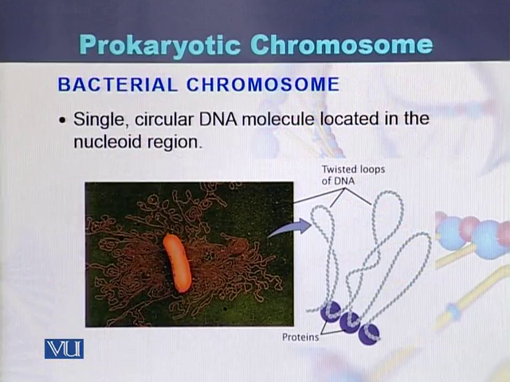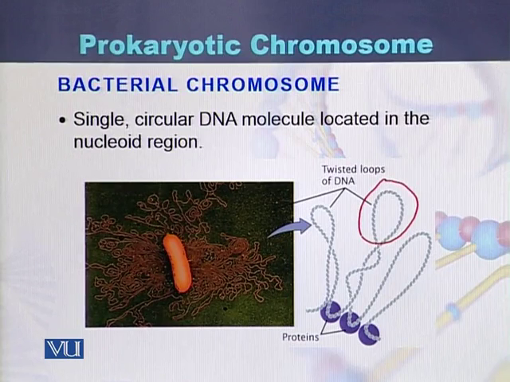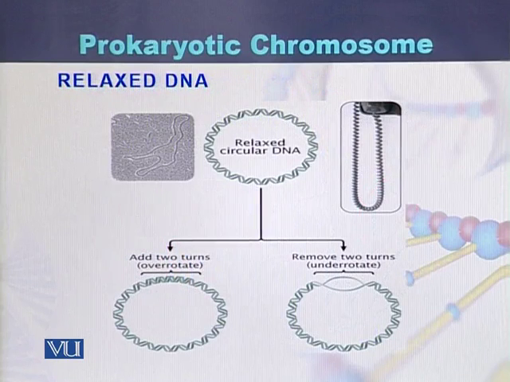Here is the diagram of the bacterial chromosome. The bacterial chromosome is single, circular in shape, and it is located in the nucleoid region. We can see that this is the coiled and twisted structure of the DNA of the prokaryotic cells. The DNA of the prokaryotic chromosome can be relaxed and it can be in the form of coiling.